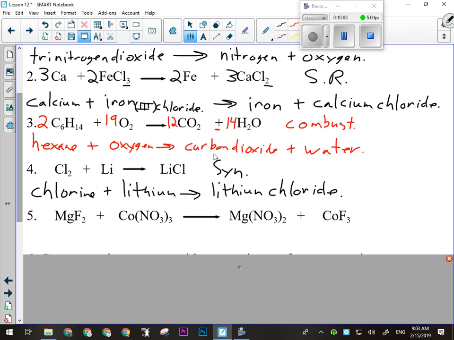All right, we've got to balance this thing. Right now, chlorine is out of balance. There's 2 chlorines on this side. Now there are 2 chlorines on that side. That gives me 2 lithiums. So I've got to go back here and make sure I've got 2 lithiums, and I'm good to go.